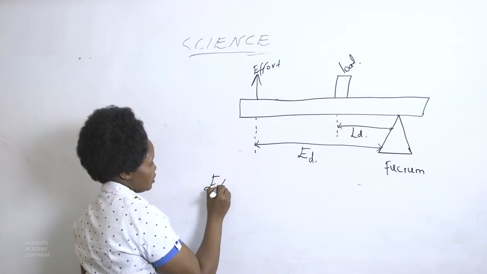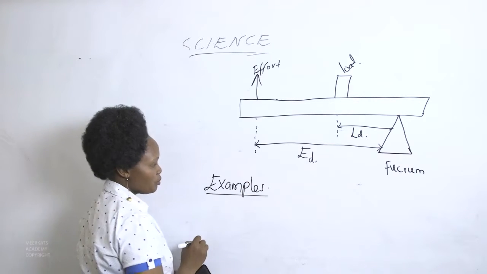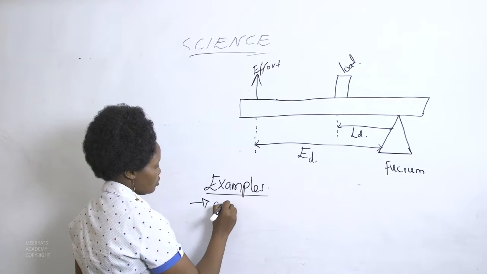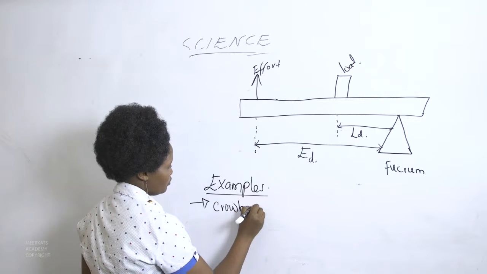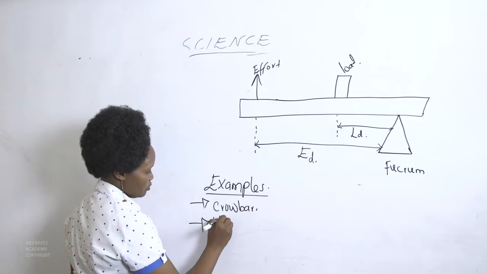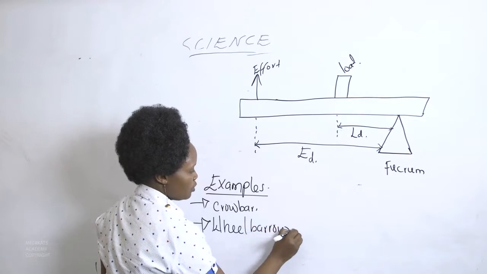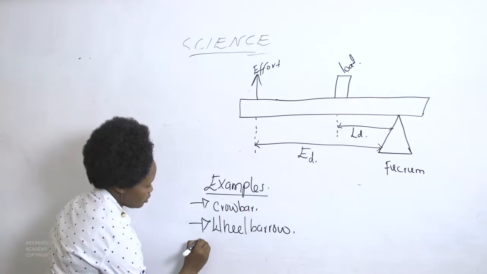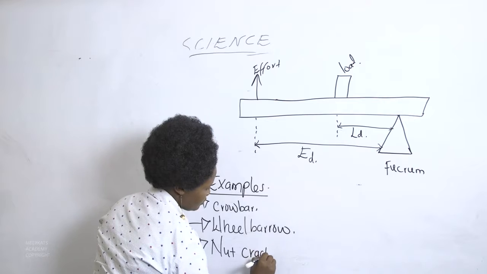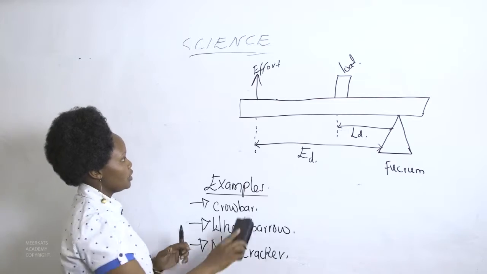I want to give some examples of simple machines that fall under this category. We have the crowbar, a wheelbarrow is another example, and the third one is the nutcracker. They belong to that category.